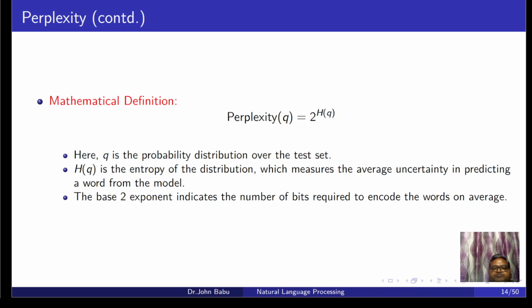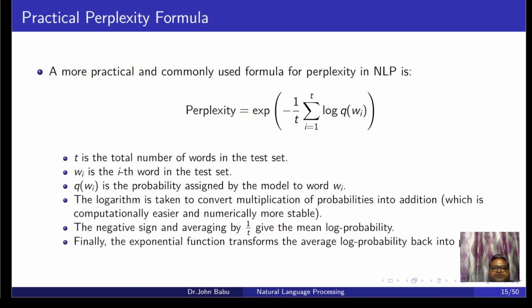So we calculate it based on 2 to the power of H(q). H(q) is the entropy of the distribution, which measures the uncertainty. Just as I told you, if you have 100 samples, 50 are yes and 50 are no, then it is uncertain. There is nothing you can infer from that data. Suppose 80% are saying no and 20% are saying yes, I can take a decision that no is the better option for me. So entropy tells us the uncertainty. So perplexity is a measure of entropy.